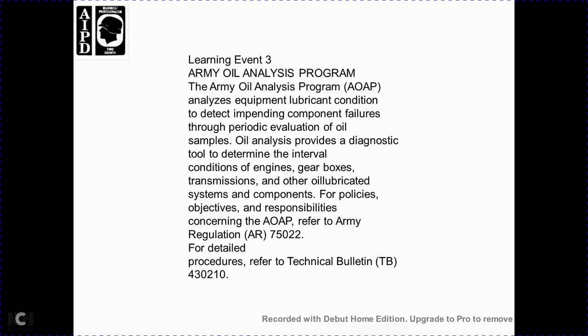Alright, Learning Event 3, Army Oil Analysis Program. The Army Oil Analysis Program, or AOAP, analyzes the equipment lubrication condition to identify impending component failure through the periodic evaluation of oil samples.